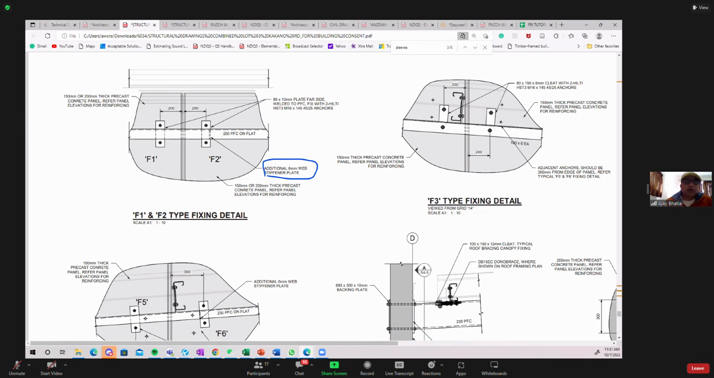250 over here, if you can see my cursor. 250 over here, 60 over here, 80 over here. So it is a 250 by 80 plate, which is 6 mm thick. That is the width of the PFC, 250. So 250 would be the length of the plate, and the width would be 80, which you get to know from here. It is 80, and it is 6 mm thick.